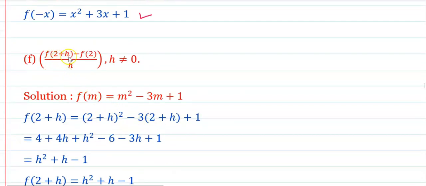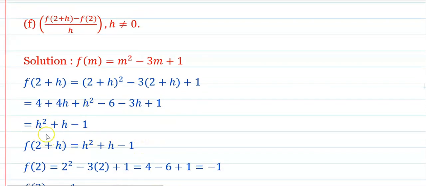Next, f of 2 plus h minus f of 2 upon h, where h is not equals to 0. Again the f of x. आता या ठिकाणी f of 2 plus h ची आधी व्हॅल्यू find out करणार. That is equals to 2 plus h bracket square minus 3 into 2 plus h plus 1. Expand 2 plus h bracket square, that is 4 plus 4h plus h square, minus 3 into 2 minus 6 minus 3h plus 1.